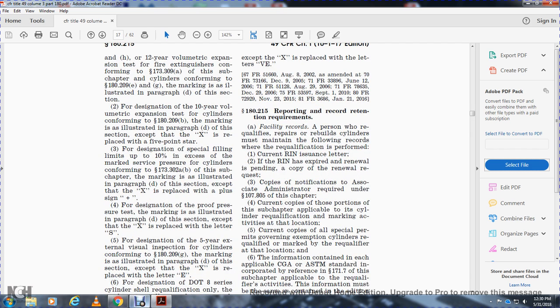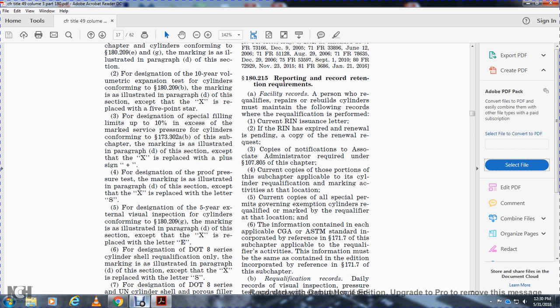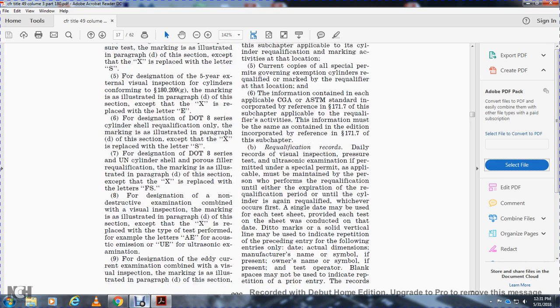Current copies of special permits governing the exemption cylinder of the requalifier must be kept at the location, along with the information contained in each CGA and ASTM standard incorporated by reference in 171.7 of the subchapter applicable to the requalification activity. The information must be the same as that contained in the edition incorporated by reference in 171.7 of the subchapter.